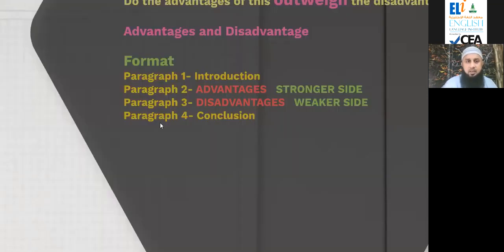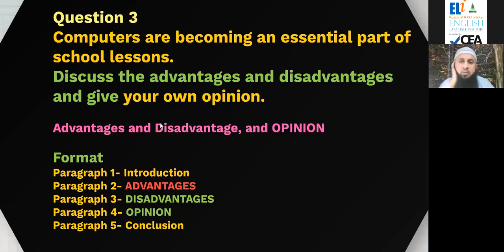Question 3 is like this. Computers are becoming an essential part of school lessons. Discuss advantages, disadvantages, and give your own opinion. Here, they ask your opinion. They do ask your opinion. So what you do, you write introduction, then advantages, then disadvantages, then your opinion, then conclusion. This is 5 paragraph essay because they ask your opinion. One more paragraph for your opinion only.